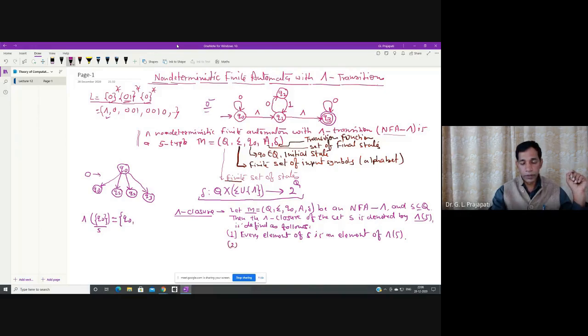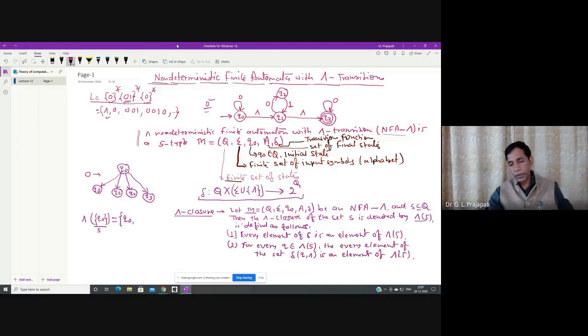Now you can follow the second step. This says for every Q which is in null S, every element of the set delta Q null, see, this is the set. The output of this delta Q null is some subset of Q. So every element of this set is also an element of null S.